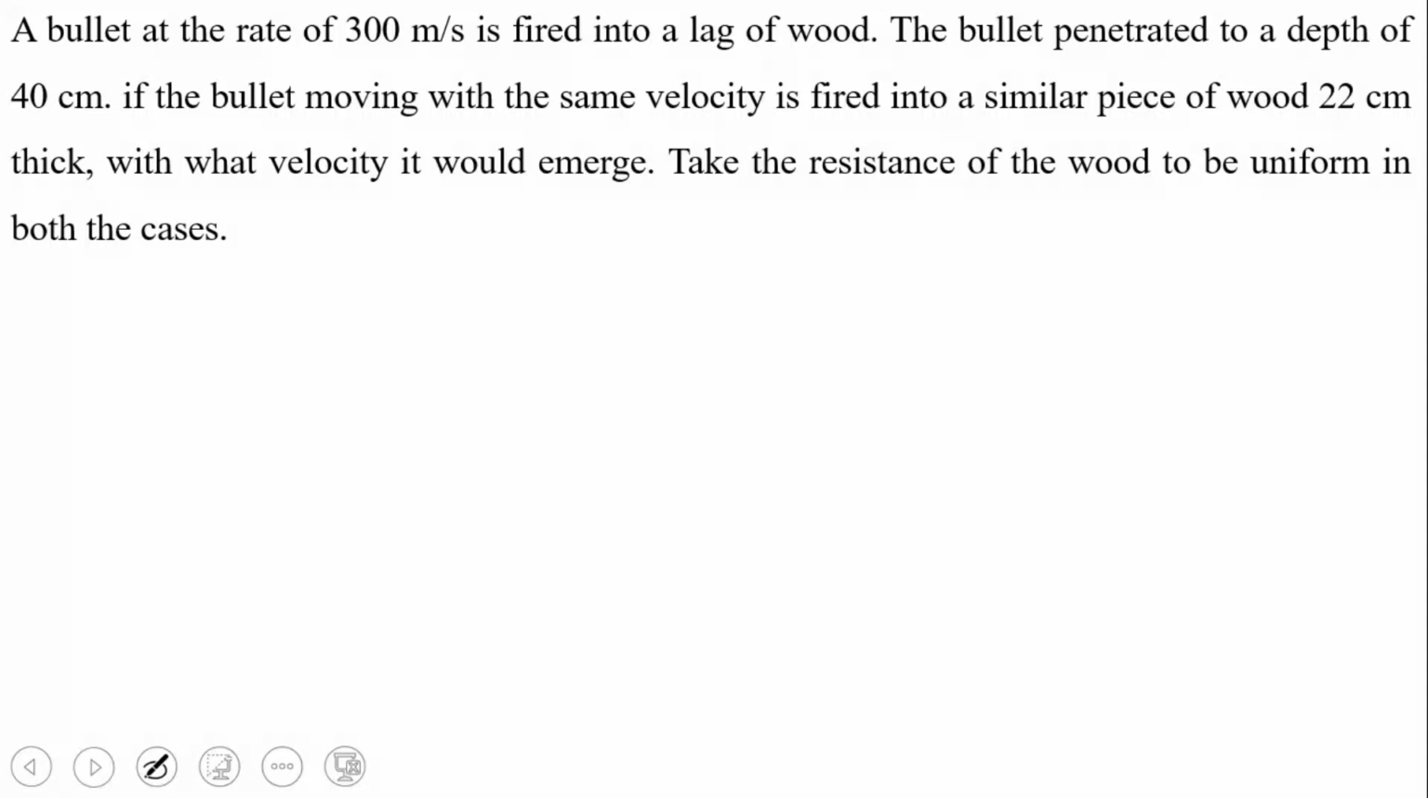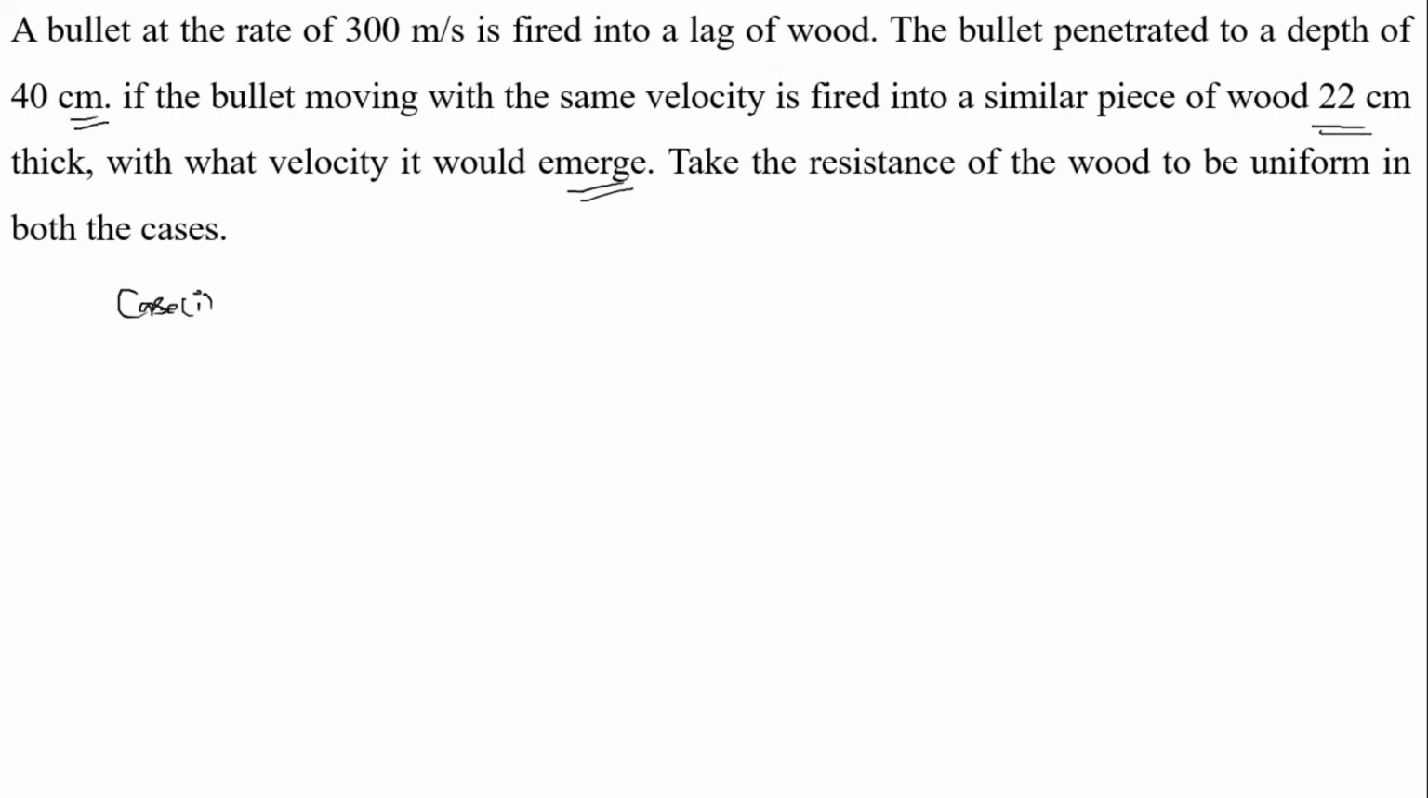A bullet at the rate of 300 meter per second is fired into a log of wood. The bullet penetrates to the depth of 40 centimeter. If the bullet moving with the same velocity is fired into a similar piece of wood 22 centimeter thick, with what velocity would it emerge? Take the resistance of the wood to be uniform in both cases. So case 1, case 2. So this is case 1.